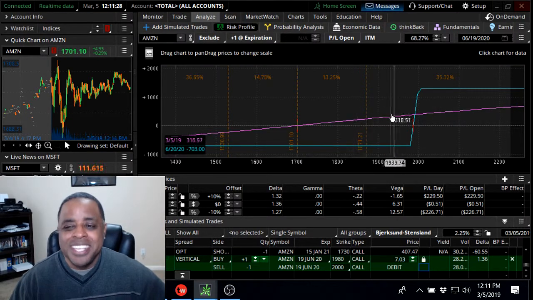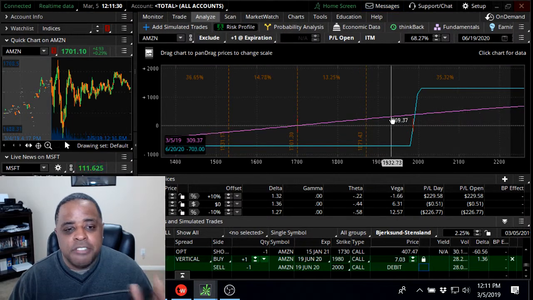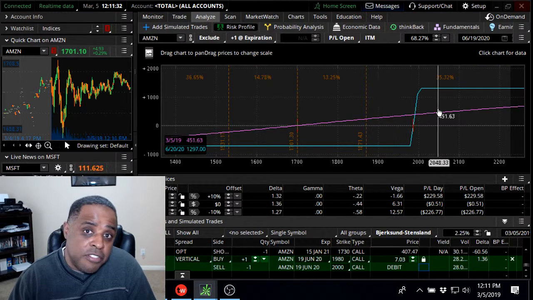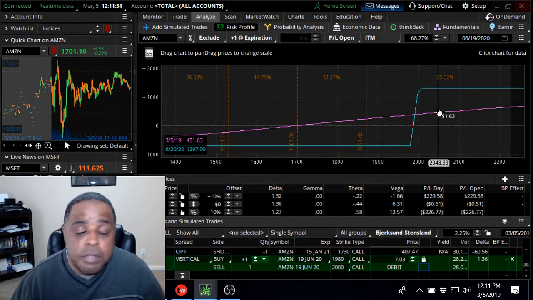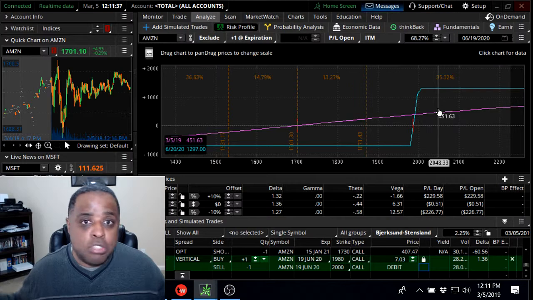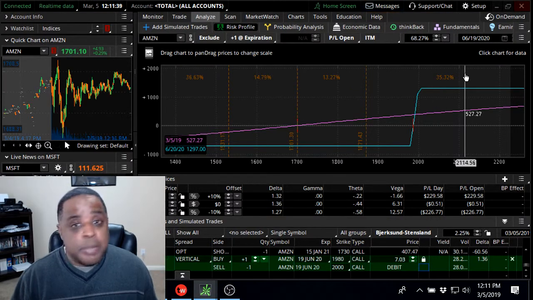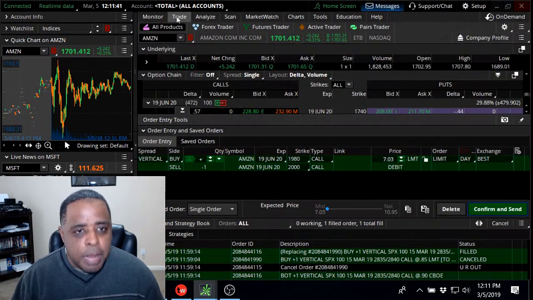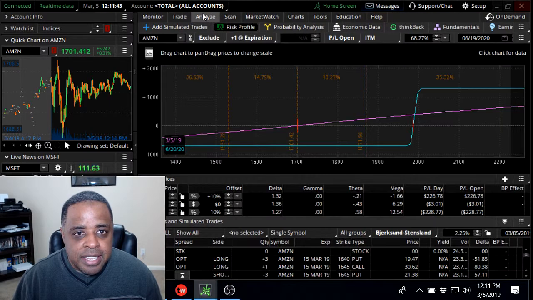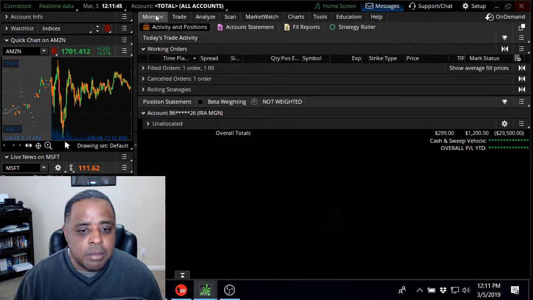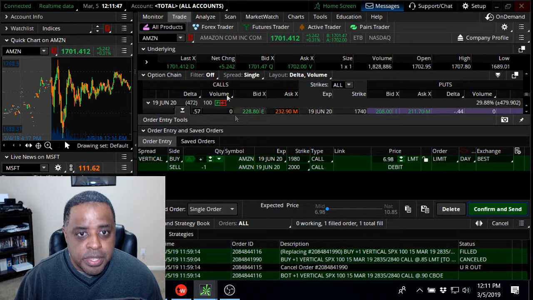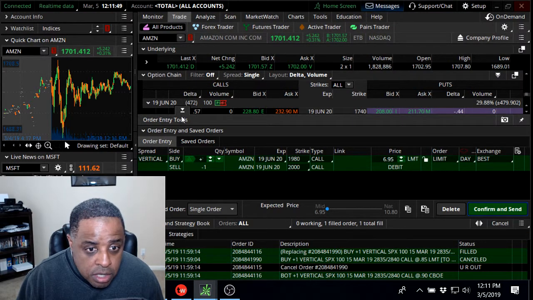But here's the deal. And that's factual. If I could buy it for 703, and if it's over 2,000 by expiration, I pocket 1297. It's that simple. But what the option is telling us, let's look at the chain real quick. Back to the chain where we are. Trade.